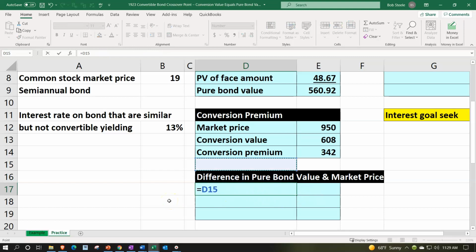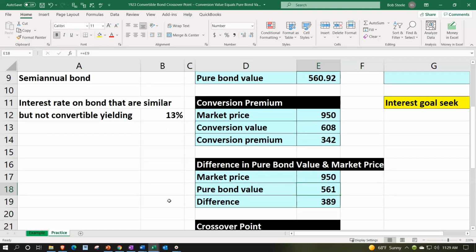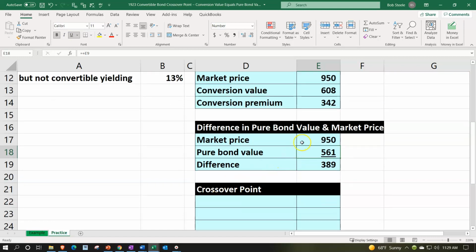So the market price is still the 950, and the bond value for similar bonds that don't have the conversion is what we said was 560.92. So I'm just going to call the difference equal to the 950 minus the 562. Let's put an underline there, font group and underline. Let's add some decimals to it, selecting those cells, number group, a couple decimals.